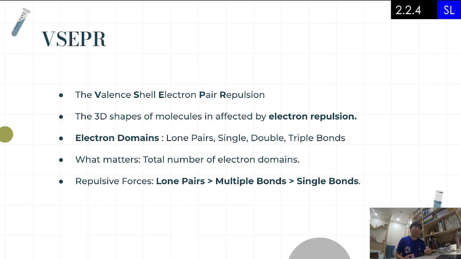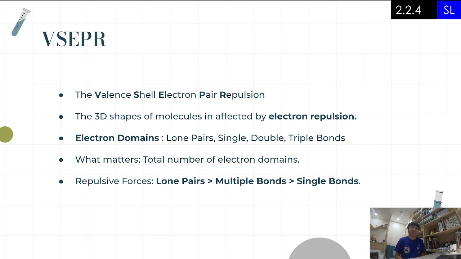VSEPR stands for valence-shell electron pair repulsion, and it's about how the 3D shapes of molecules are affected by electron repulsion. Electron domains are a concept you need to know. One electron domain can be a lone pair, a single bond, a double bond, or a triple bond. No matter which it is, it counts as one electron domain, and you want to count the total number of electron domains in a molecule. Remember that lone pairs repel each other more than multiple bonds, and a triple bond repels more than a double bond, which repels more than a single bond.